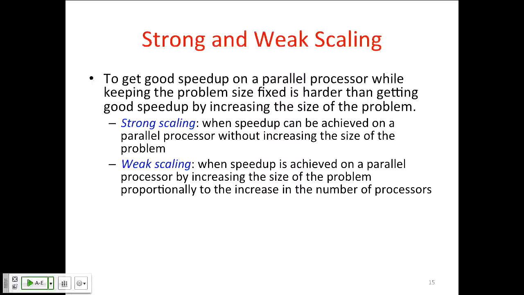And so it's easier to get parallel speed up if you allow the problem to grow, to fill the size of machine you have. People actually caught on to this and came up with two different terms, strong scaling and weak scaling. Strong scaling is the better kind of scaling. Strong scaling means I can get a speed up even if I don't change the problem size. With a fixed problem size, I get speed up on a parallel processor, and that's called strong scaling.